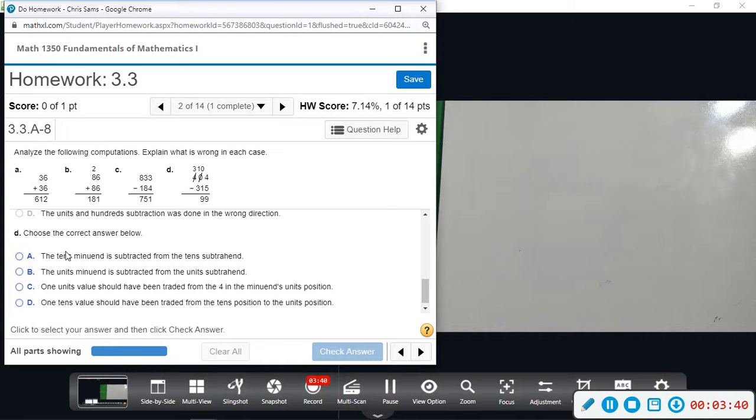So the tens minuend is subtracted from the tens. The unit minuend is subtracted from the unit subtrahend. That's another way of saying the wrong direction. 1 unit value should have been subtracted from the 4 in the minuend units position. And it said 1 tens value should have been subtracted from the tens position to the unit position. So that's what it looks like should have happened. One of these tens should have been moved over here. I think this is the way they want to say that.